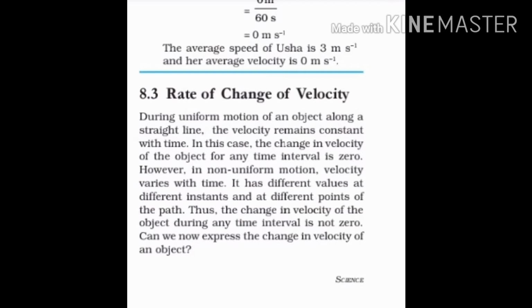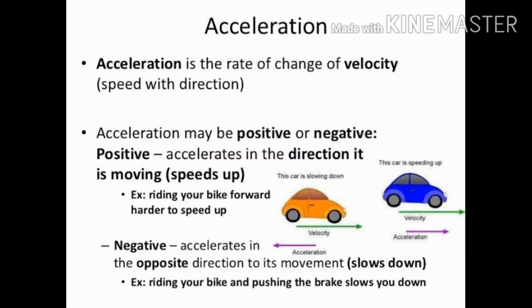Can we now express the change in velocity of an object? Yes, definitely. We are going to check it with a lot of diagrams and graphical presentations. But what does the rate of change of velocity actually indicate? Acceleration is the rate of change of velocity, which means speed with direction. Whenever we use the term rate, we have to deal with time. So, rate of change of velocity.